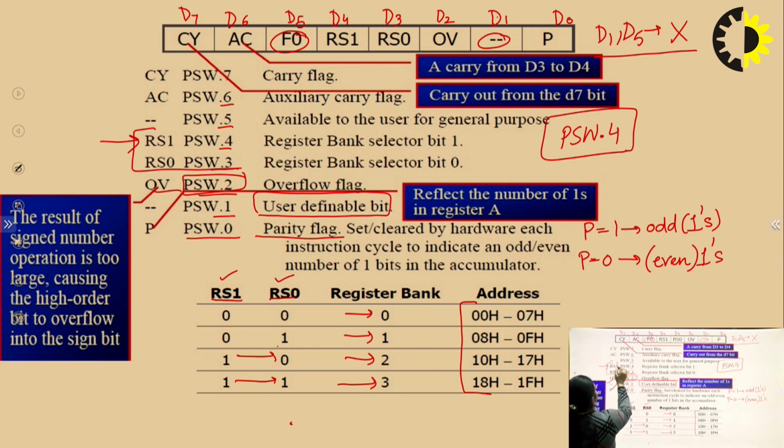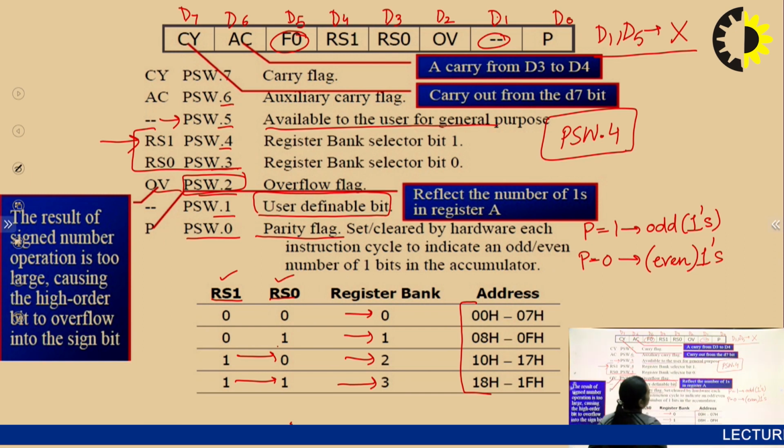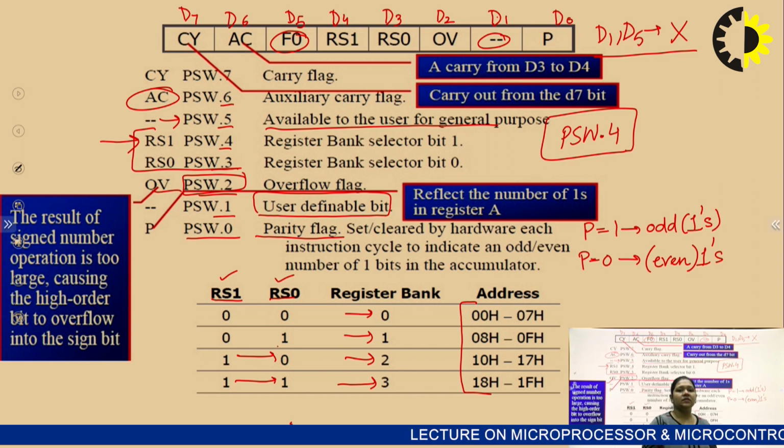Next is our fifth bit, PSW5. That is available for the user for general purpose. It is not used by the microcontroller. Next is PSW6, that is the D6th bit. It is an auxiliary carry bit.